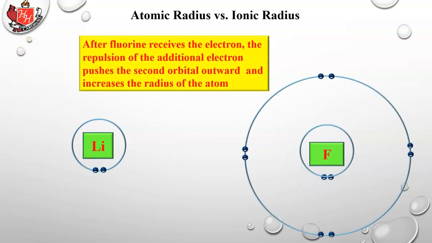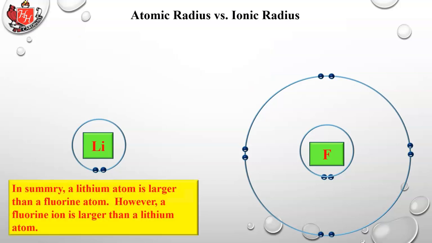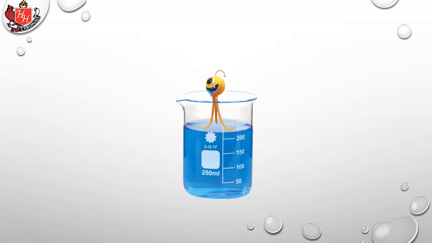Okay. After the fluorine receives the electron, the repulsion of the additional electron pushes the second orbital outward and increases the radius of the atom. Actually, we should say radius of the ion. So finally, in summary, a lithium atom is larger than a fluorine atom. However, a fluorine ion is larger than a lithium ion. All right, and that takes care of this lesson on ionic bonds.